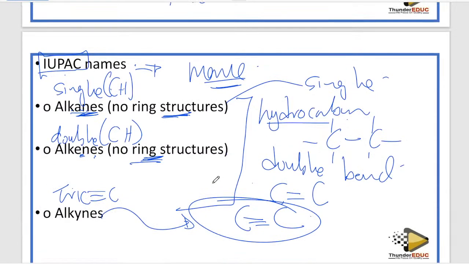But now you have to remember that when I say alkane, it means a single bond. Alkene, it means a double bond. Alkynes, it means a triple bond.